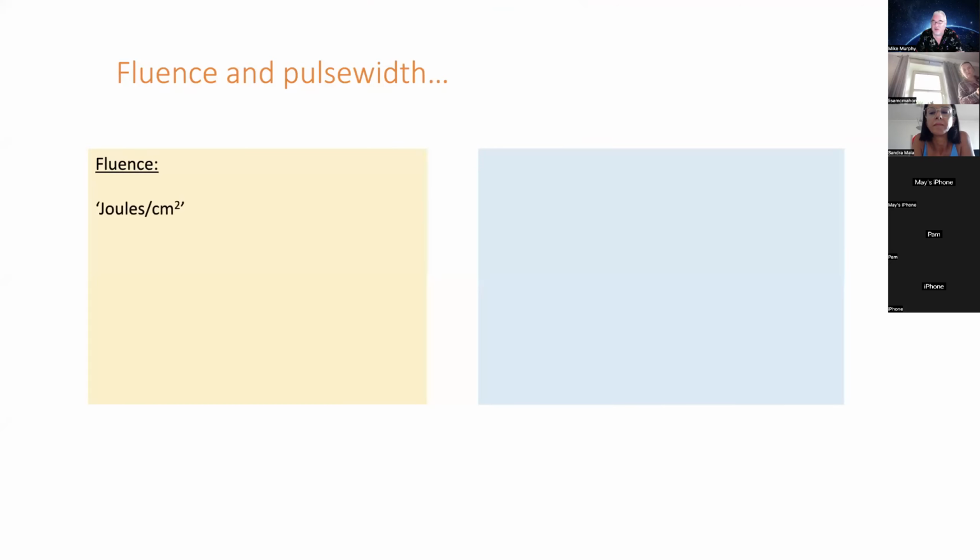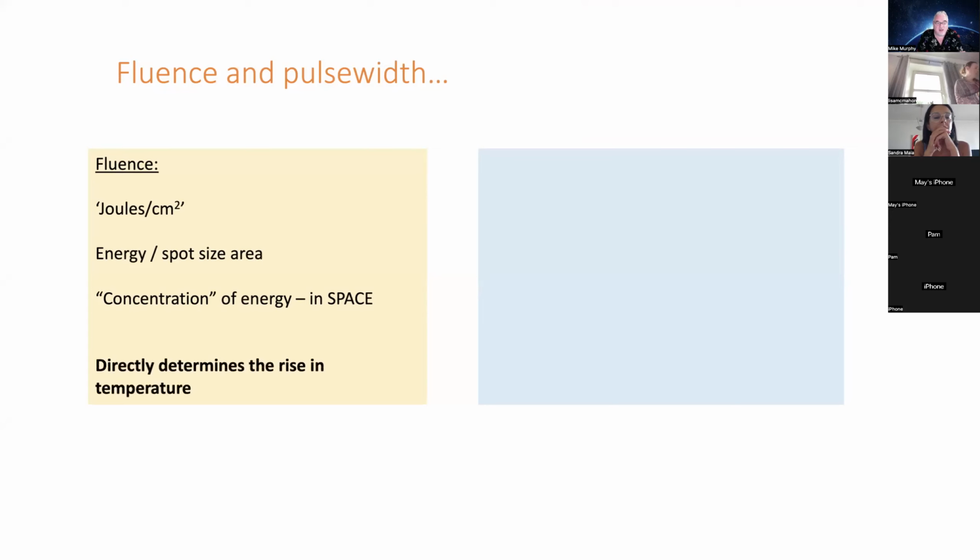Well, everyone talks about this in terms of joules per square centimeter. It's basically the energy divided by the spot size area, and it's the concentration of energy in space. In other words, in a physical dimension, flat surface, skin, whatever you want to call it, okay? So it's concentration of energy. And this concentration or fluence directly determines the rise in temperature in your targets. So the higher the fluence you fire at the skin, the higher the temperatures you're going to create in targets.